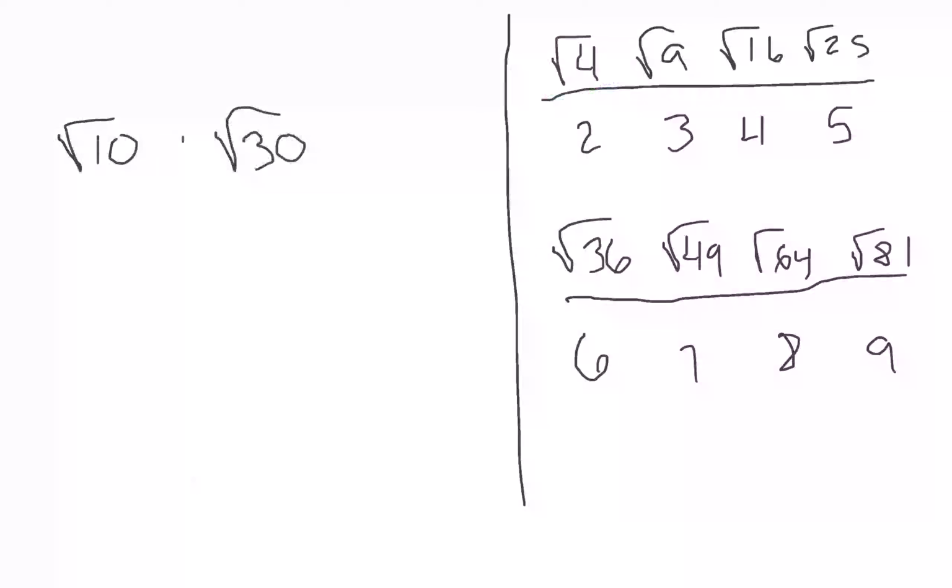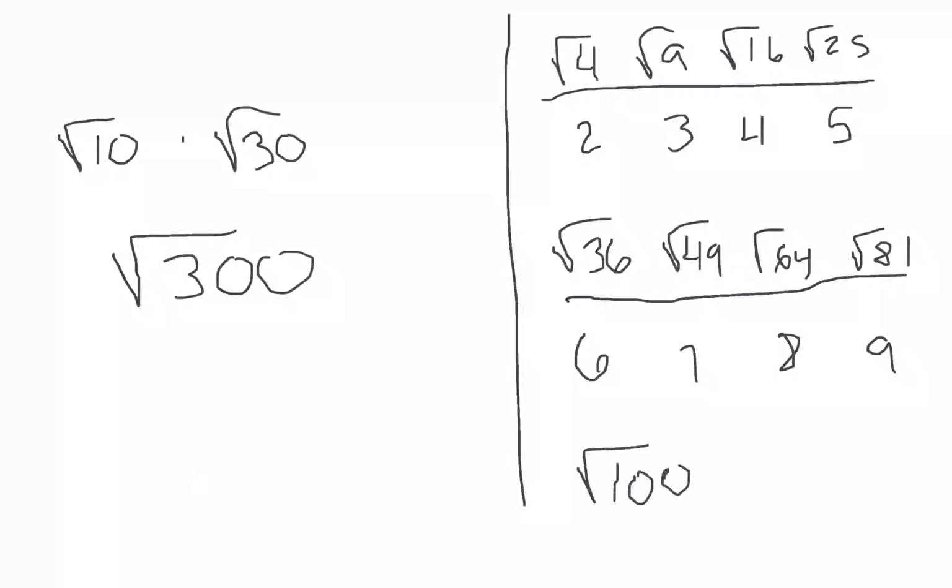In this third example, I have radical 10 times radical 30. So again, I'm going to multiply, and so I know radical 10 times radical 30 is radical 300. And now that I know this is radical 300, again, I'm going to try to simplify. So I'm going to think about all of the perfect radicals that might fit into this. So the biggest perfect radical that would fit into this is not on my list over here, but it's radical 100.